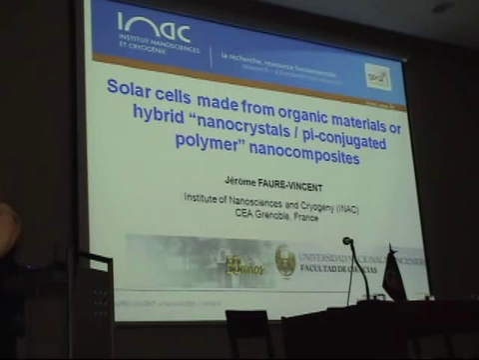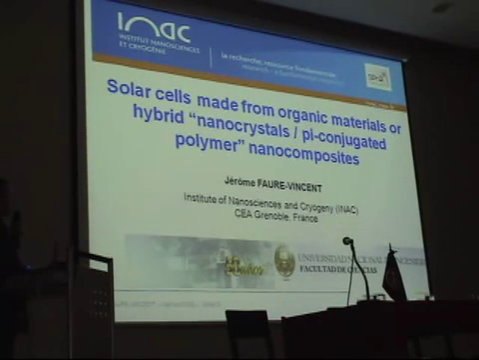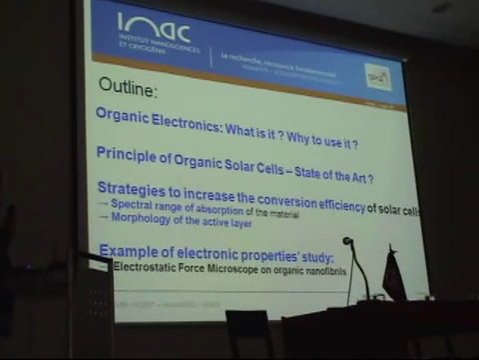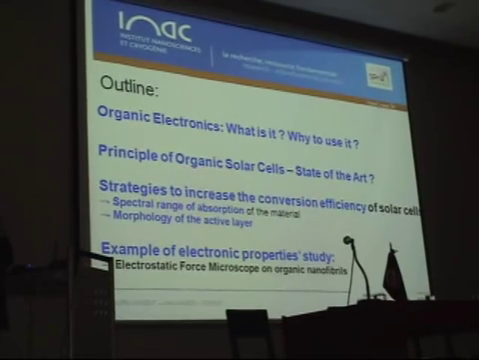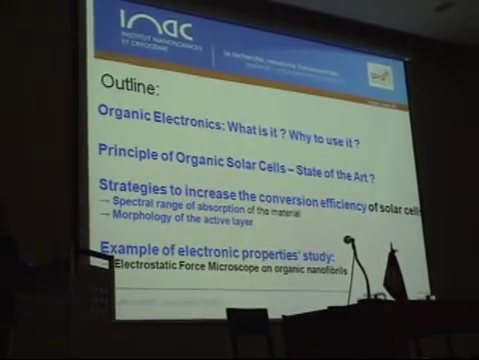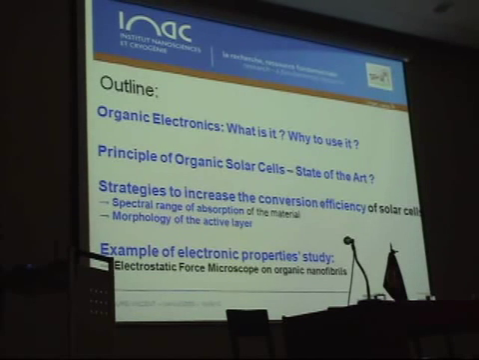Well, my talk is devoted to solar cells, which are made from organic materials or from nanocomposites, that is to say, in our case, hybrid blends of nanocrystals and pi-conjugated polymer. First, I will explain very briefly what organic electronics are and why we should use them. Then I will give the basics of organic solar cells, and the main part of my talk will be devoted to the different strategies that you can develop in order to increase the power conversion efficiency of organic solar cells. And finally, I will focus on an example of the study of electronic properties in organic materials, and I will take the example of electrostatic force microscopy.